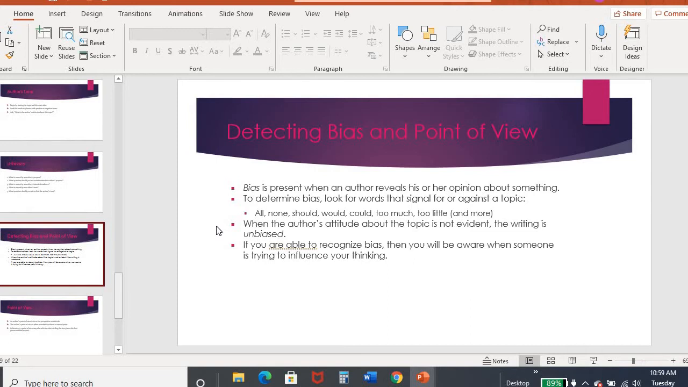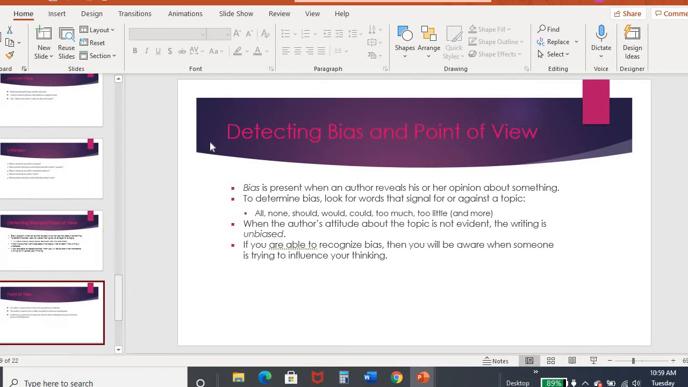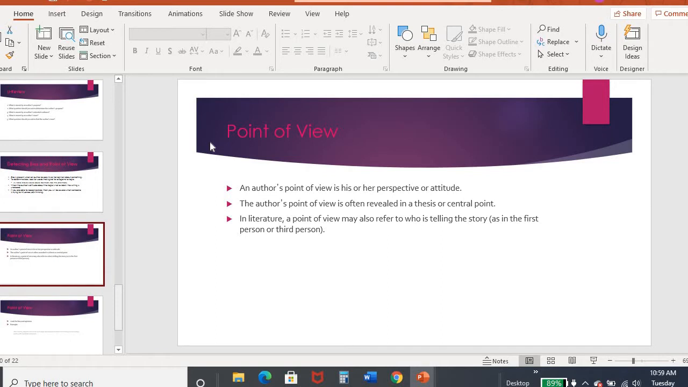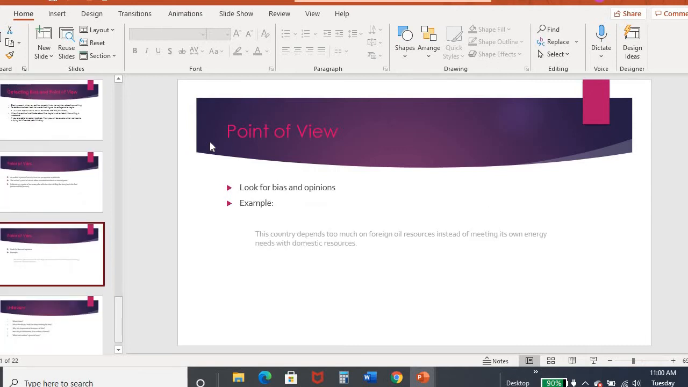Or an author can also be unbiased if they give you the good and the bad. If they're weighing equally the positive and negative, that's an unbiased source as well. So bias is when an author makes their opinion known, positive or negative, about a topic. It's important to know this because if someone's trying to influence your thinking and they're presenting their opinion as fact, it can make a difference in what you believe. And then finally, point of view is tied to all of this: their perspective or their attitude, or it could also mean just simply who is telling the story.